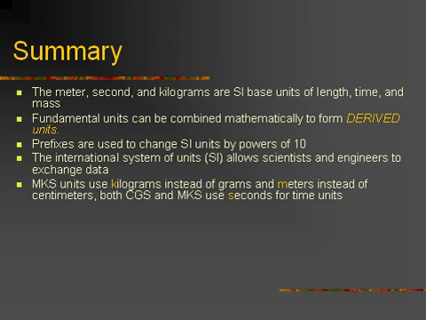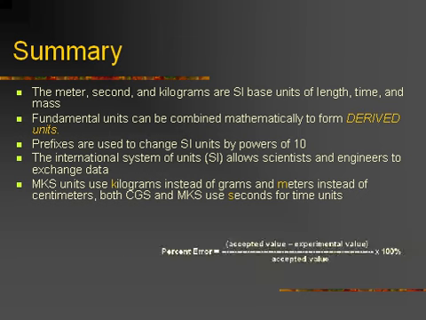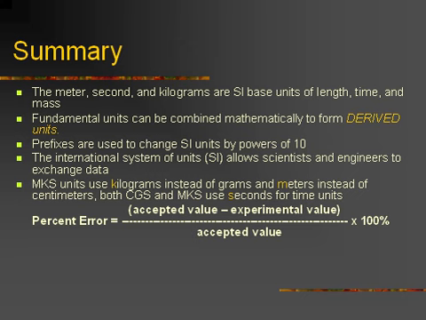And we're going to use MKS units: kilograms instead of grams, meters instead of centimeters. We're going to use seconds for time units. And once again, the way to find a percent error is by taking the accepted value, subtracting the experimental value, dividing by the accepted value, and then multiplying that by 100 to get a percentage.